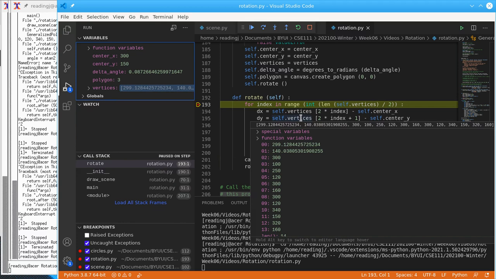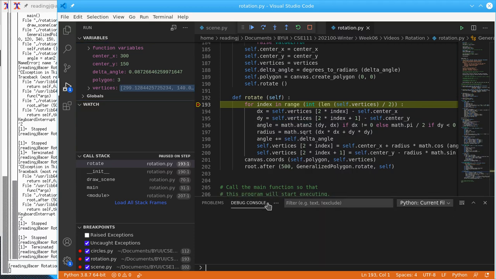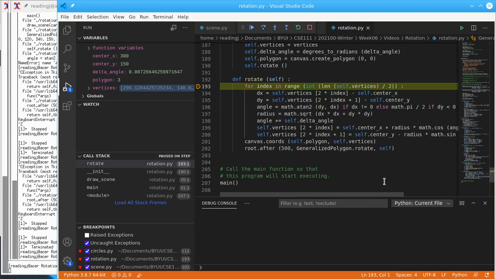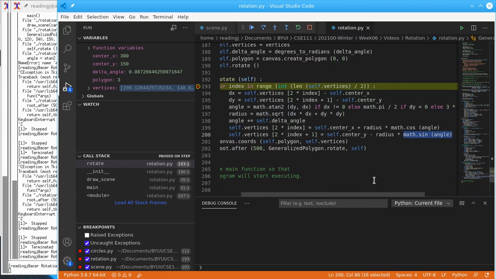Oh, okay, it was displaying wrong up there. 140.03. Should have been less than 140. Why is it more than 140? Where's my... math.sin angle.